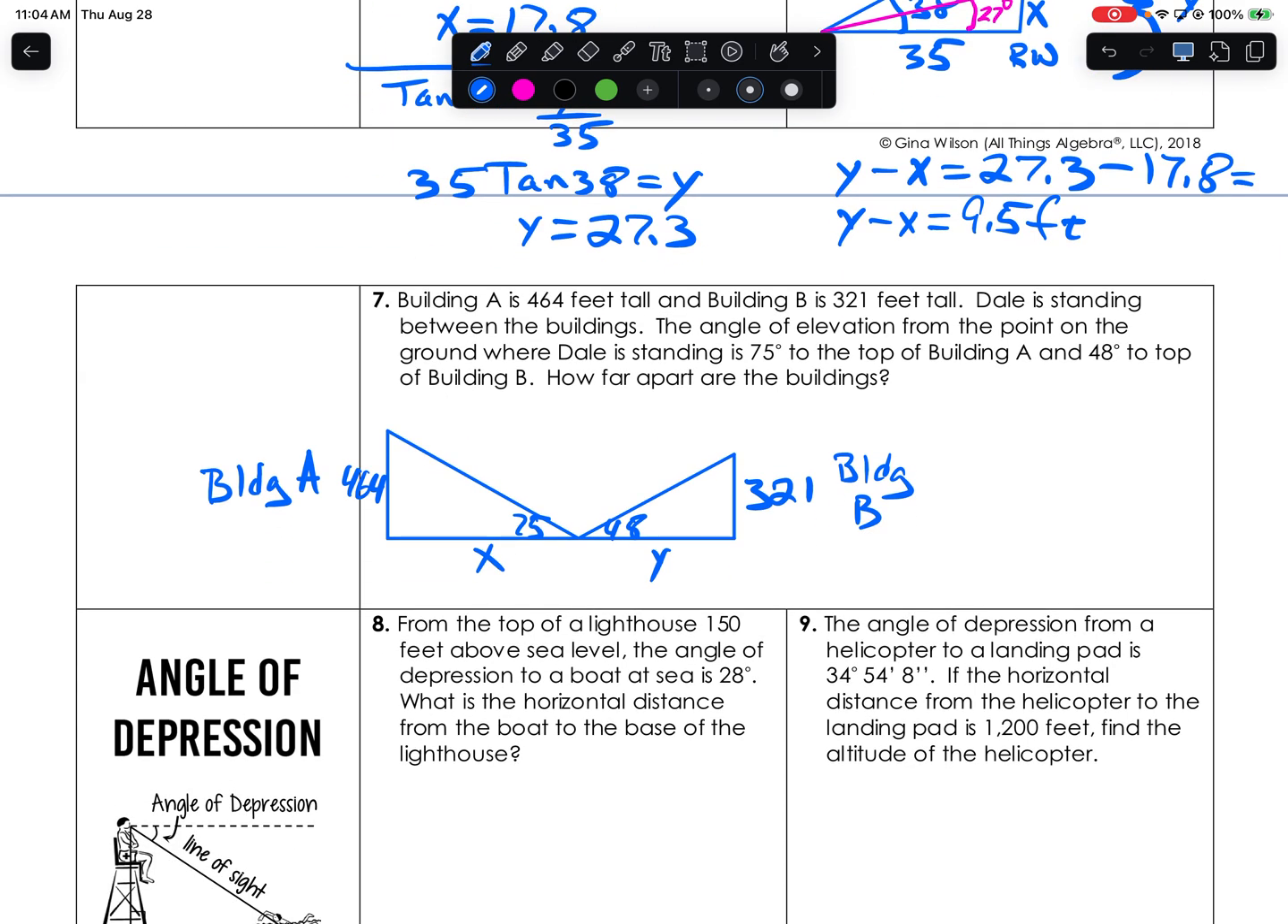So when we set it up, I'll do the X one first. So building A, it is tan 75 equals 464 over X. So it's 464 divided by tan 75.